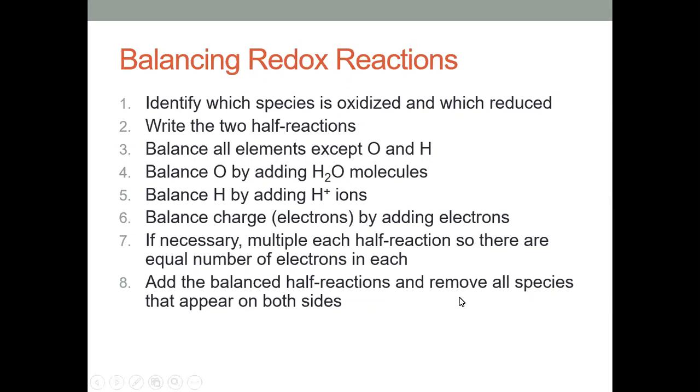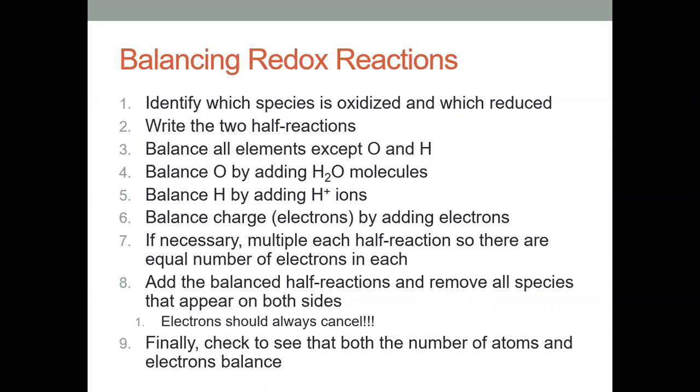Electrons cannot exist in chemical equations. Of course, electrons are not free in solution. They are always combined with molecules. And again, number 8, we add the balanced half reactions and we remove all species that appear on both sides, as we have done many times in the past throughout the course. Again, electrons should always cancel. We will check to see that both the number of atoms and the number of electrons balance. And then the final step is to adjust the acidity based on the problem.